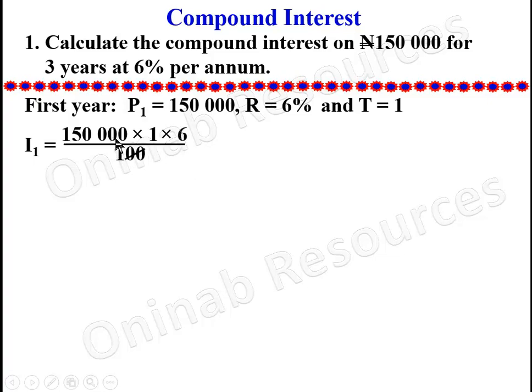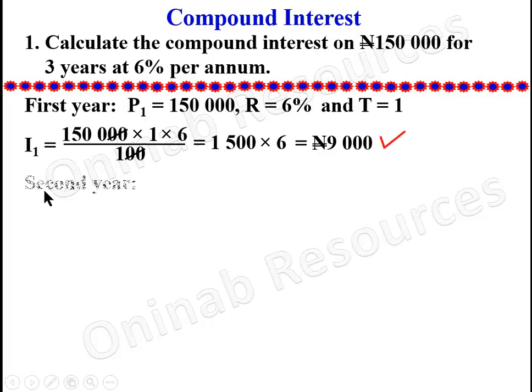And 2 zeros here cancel these 2 zeros. So we have 1,500 multiplied by 6. So 15 times 6 gives 90. If you add these 2 zeros to 90, we have 9,000. So the interest in the first year is 9,000 naira.